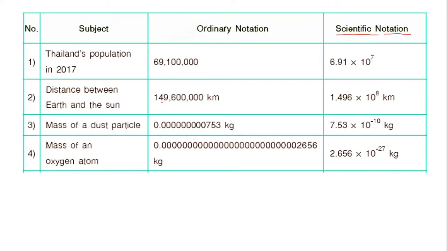139,600,000. Did you say 149 or you said 139? 149. Okay, correct. That's good. 149,600,000 kilometers. So you can see that between Earth and Sun, we have a distance of 149,600,000 kilometers. Now, when we write this big number in scientific notation, it will be, who can read it for me?